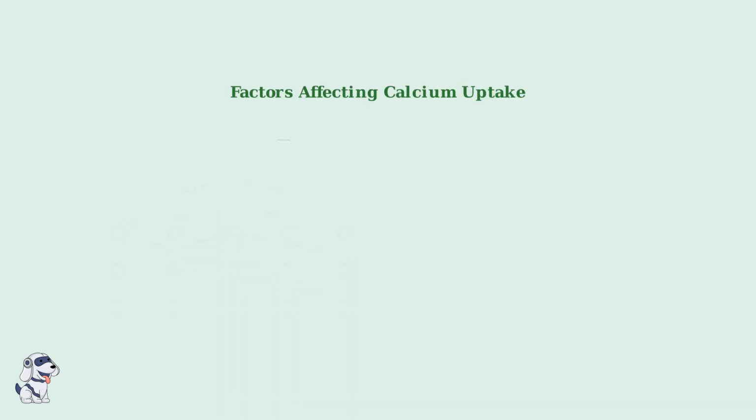Several key factors significantly influence calcium availability and uptake in plants. The concentration of calcium in the soil solution directly affects how much calcium is available for absorption. Soil pH plays a crucial role because it affects the chemical form and availability of calcium ions in the soil solution. Acidic soils can reduce calcium availability. The presence of other cations like potassium and magnesium can compete with calcium for the same uptake sites, potentially reducing calcium absorption when these competing ions are present in high concentrations.